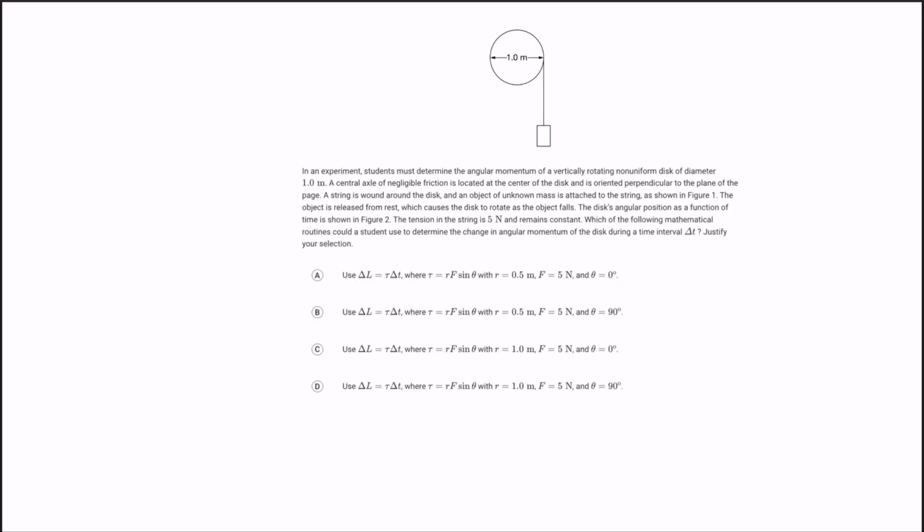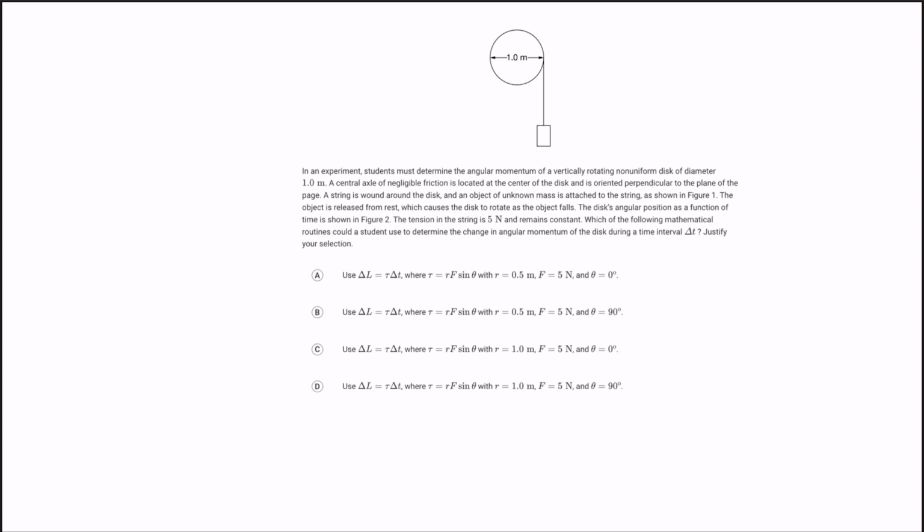So in this figure, we have a disk that's rotating with, it seems like, an axis of rotation at the center, so that our r, or distance from the axis of rotation, for a tangent force is going to be ½ meter. In the experiment, a student must determine the angular momentum of a vertically rotating non-uniform disk of diameter 1 meter. A central axis of negligible friction is located at the center of the disk and is oriented perpendicular to the plane of the page. Fine, so it's like at the center of this disk.